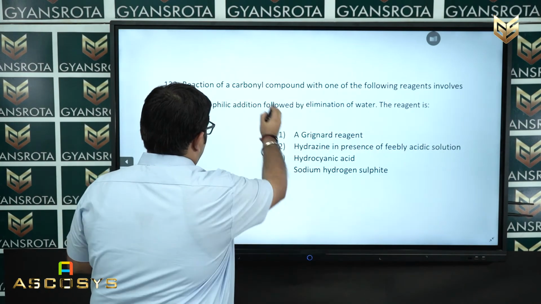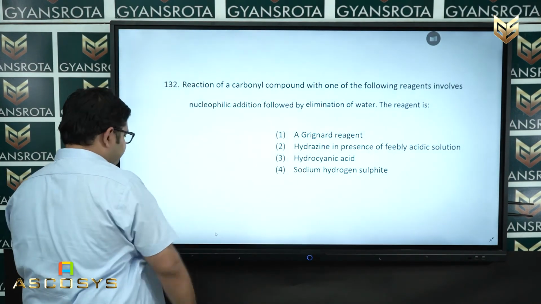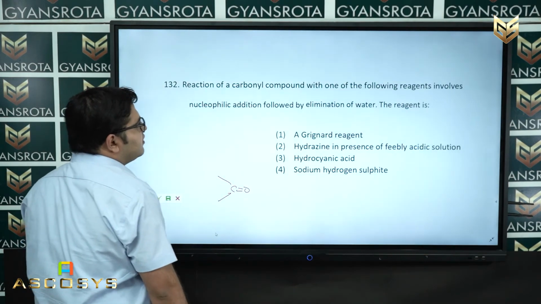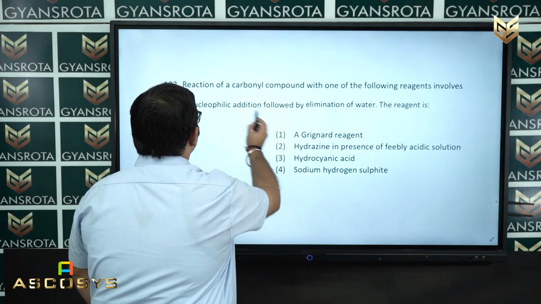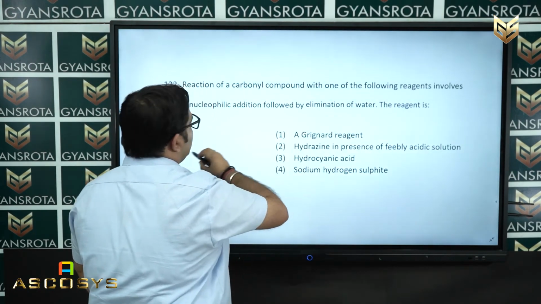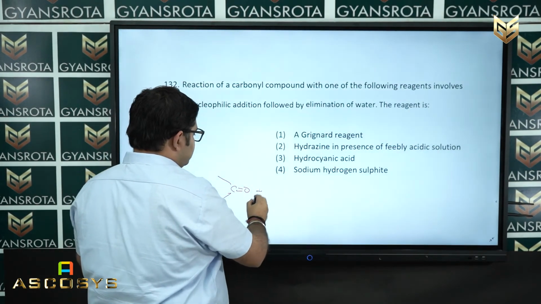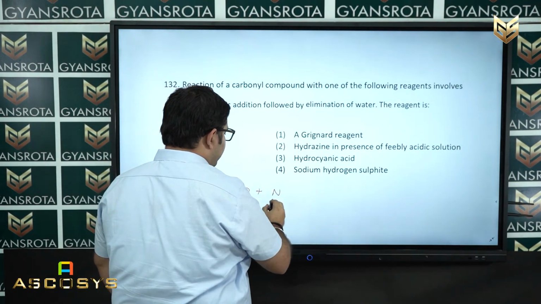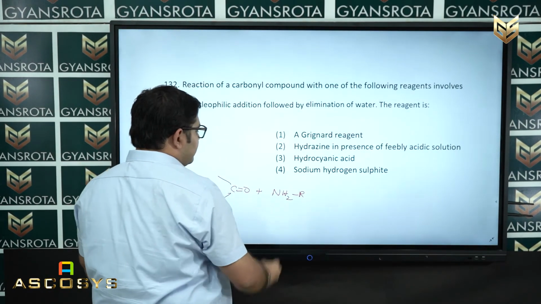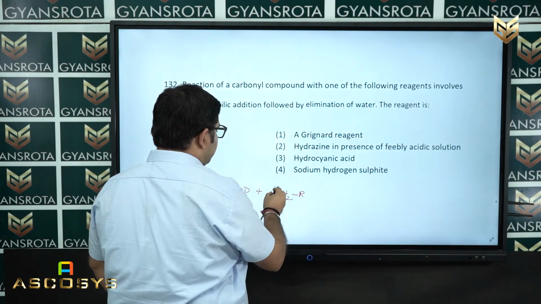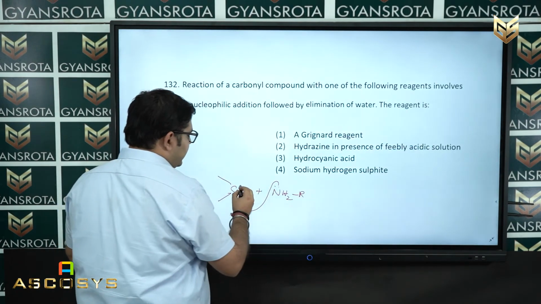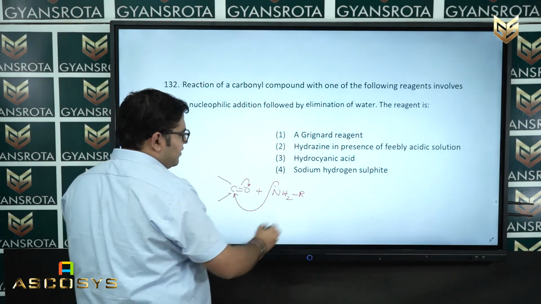So, what will happen? They asked about the carbonyl compound. Let us draw the carbonyl compound in a simple form. Okay, this is a carbonyl compound, and they asked about the reaction of a carbonyl compound involving nucleophilic addition followed by elimination of water. They asked about the reagent. Okay. So, the reagent is NH2R. This is basically called an amine. So, what will happen? This will attack on this carbon because it is an electrophilic carbon, and this bond will be shifted to this side. So, what are you getting?